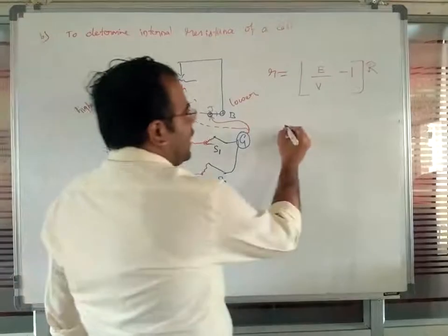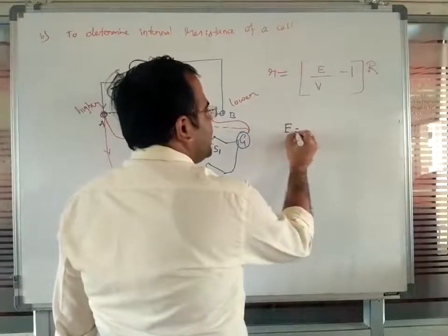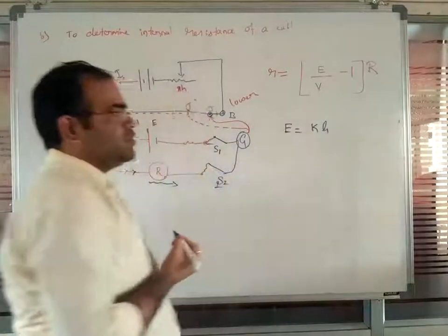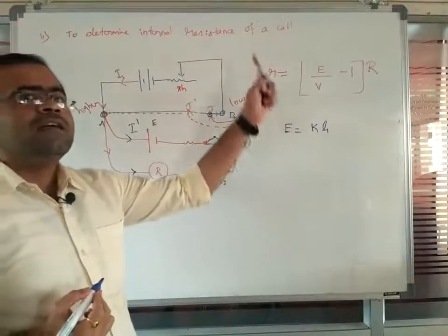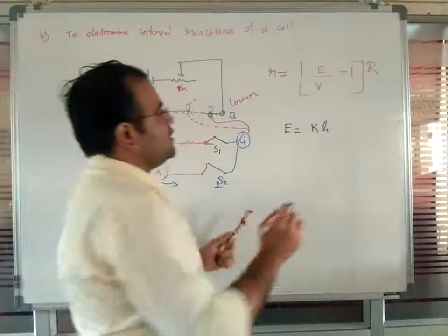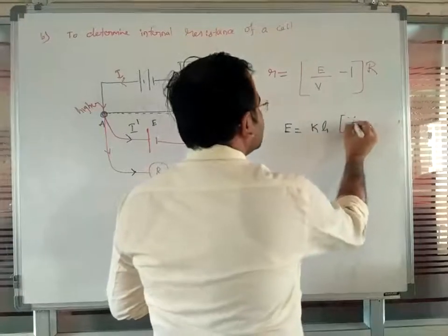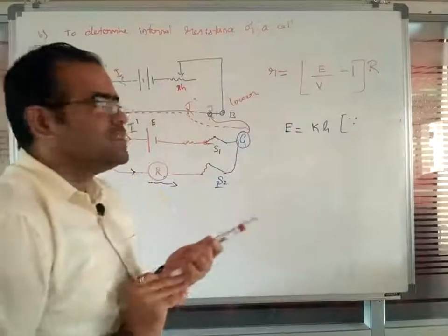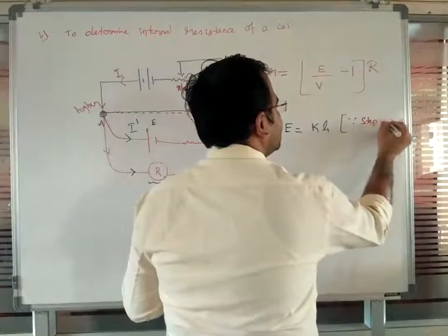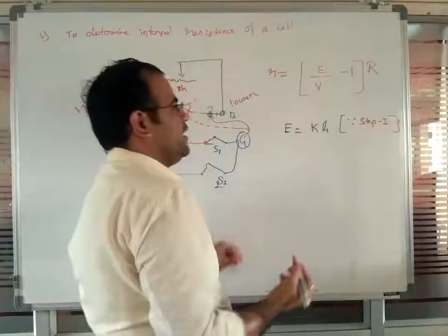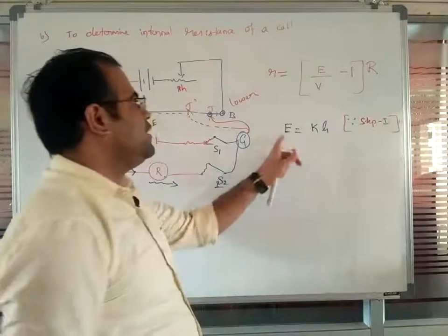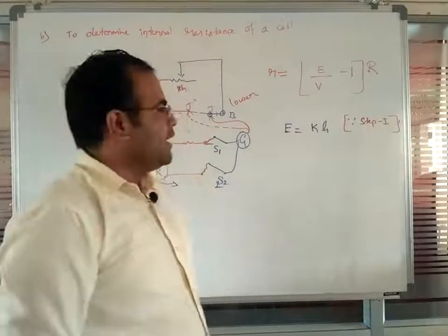So when we calculated, E was given as E is equal to K into L1. So this is the first step condition. So in the first step we have taken the equation like this, E is equal to K into L1.